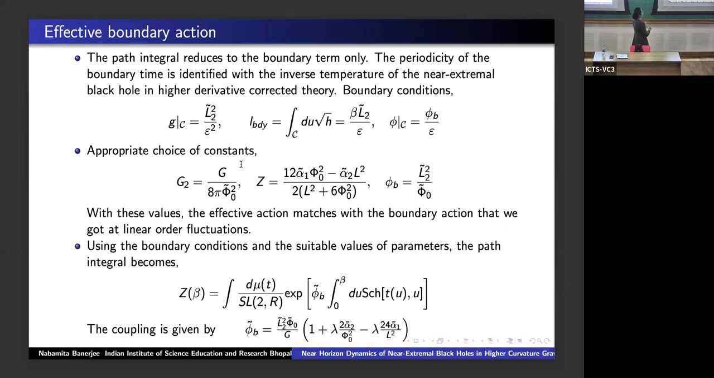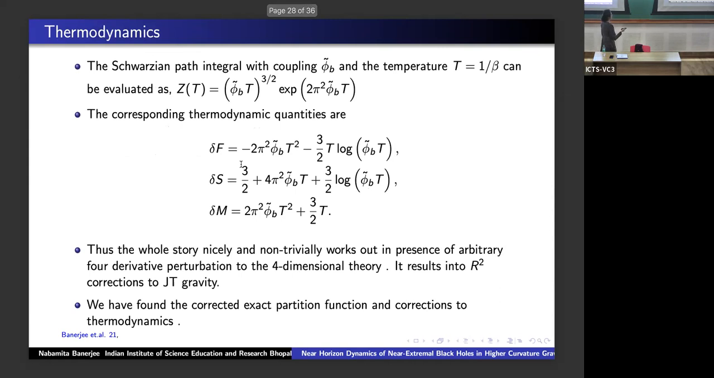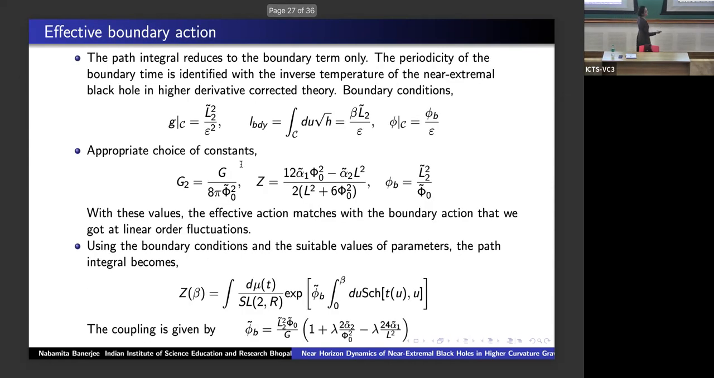Okay, so at the end of the day, the result is that one gets back a similar kind of Schwarzian. The only difference is that this phi b now gets replaced by phi tilde b, where phi tilde b gets corrections to both L2 and phi naught. That's it. And this is basically the result. And now once we have this, yes.